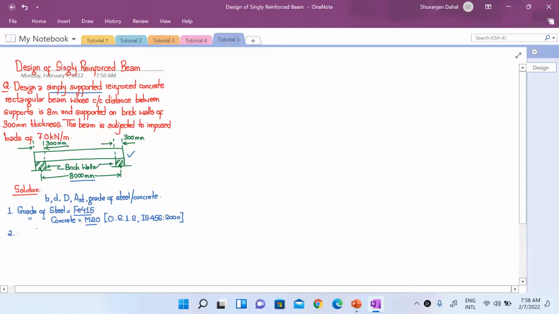Now let us find the effective span or L effective of our beam. We are given that the beam is a simply supported beam. So if you look at clause 22.2a of IS 456, in that clause what it says is that the effective span is the lower of, that means the lesser value of either the clear span plus effective depth or the center to center distance between two supports. We discussed about this effective span in our previous lecture also.